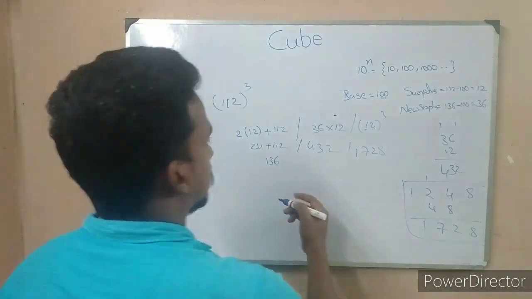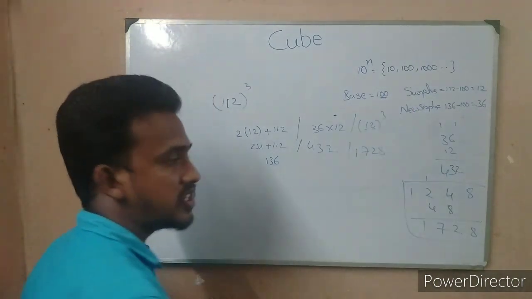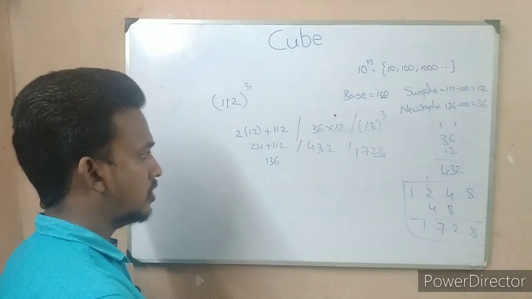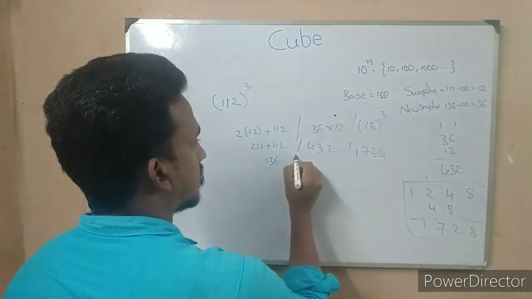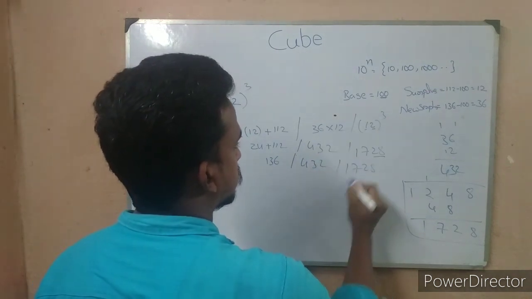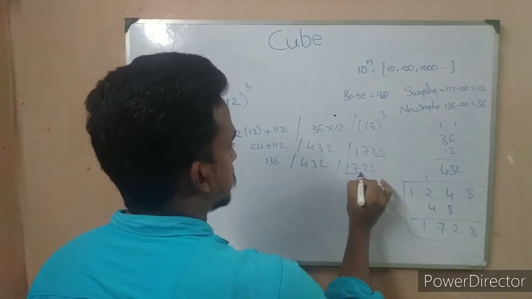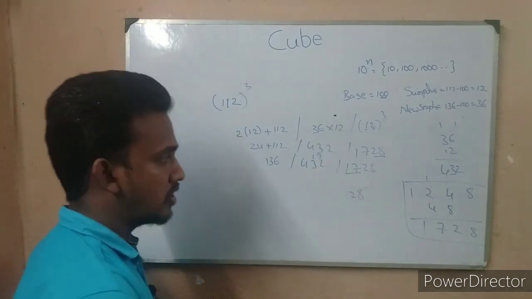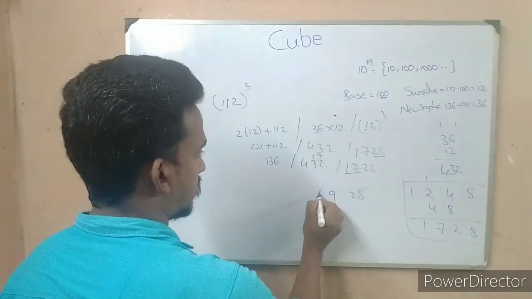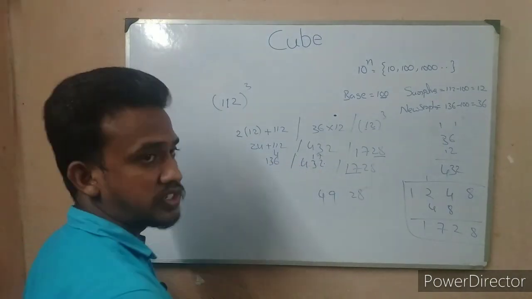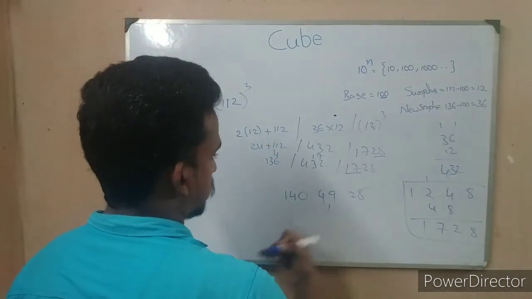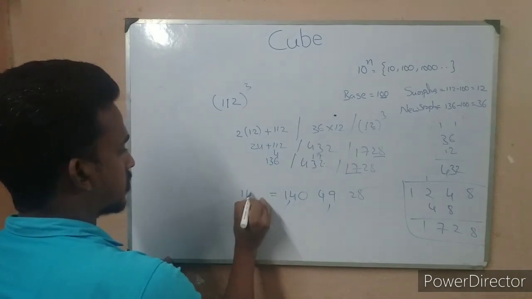Now we have the values. Since the base is 100, we should not use more than 2 digits, so we will transfer. So 4 3 2 1 7 2 8: this 17 will be transferred, so we get 7 2 9 1 3 4, and this 4 will be transferred again. 136 plus 4 is 140. So this is the cube of 112.